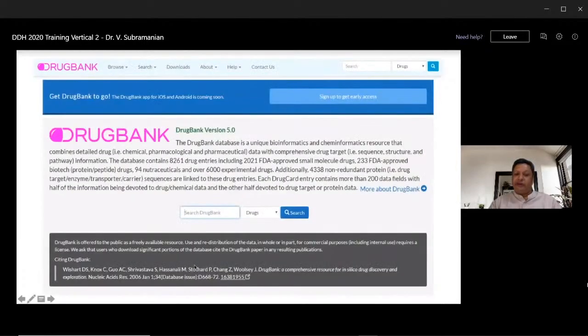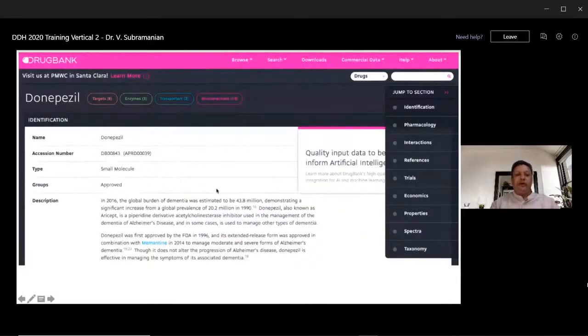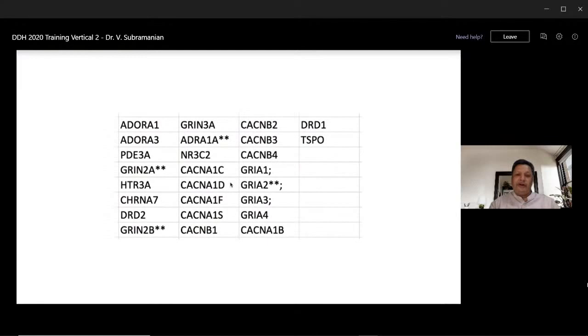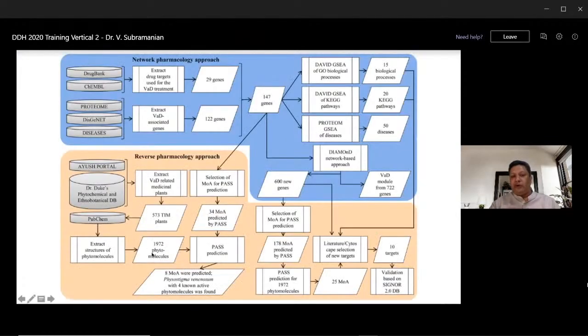For example, this is DrugBank, and here if you put the name of a drug, you will find, like, donepezil. As I told you, the FDA has not approved any drug for vascular dementia, but for symptomatic control we are using it. It's an acetylcholinesterase inhibitor. So let's see. When we press this, we found that this is the drug, and these are the targets on which it acts. So we added that target to our list. Similarly, we found targets for other drugs, and we made a big list, and we found about 29 genes which have a very high score of interaction with these drugs.